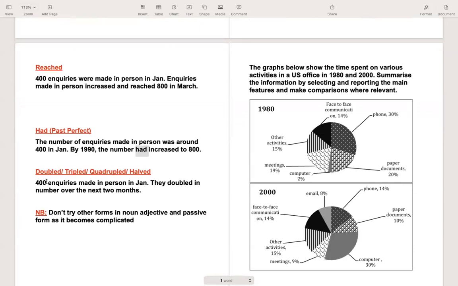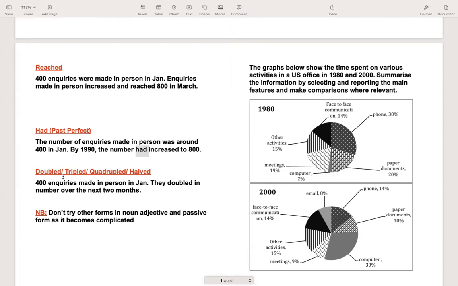Then the last method that I do, and again, it depends upon the graph. For example, in the first month, it was 400. In the second month, it was 800. So I can see it's nearly doubled. So I'll write 400 to 800 doubled. Instead of writing 800, I'll just say they doubled in number over the next 2 months. So that's another way that I do it. But again, it should fit 400 to 800. It should not be 400 and 600 and you're writing doubled. It should actually double in number.